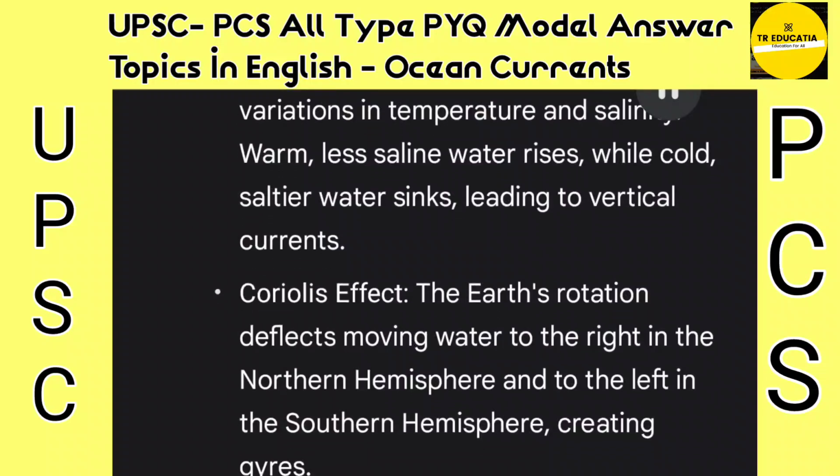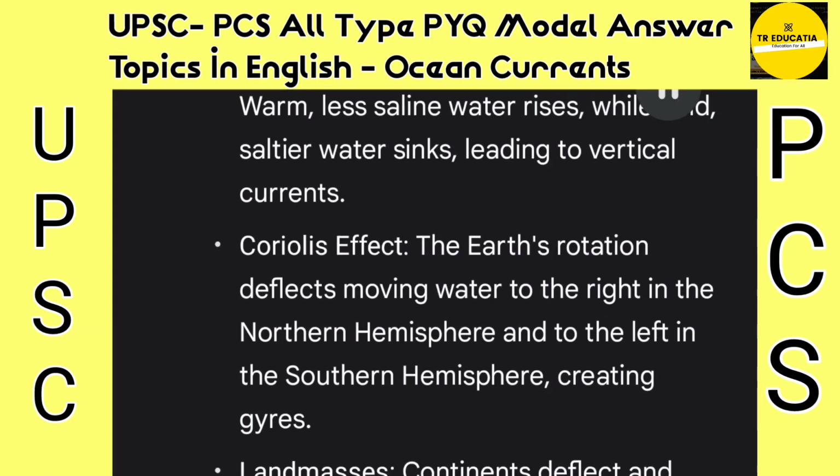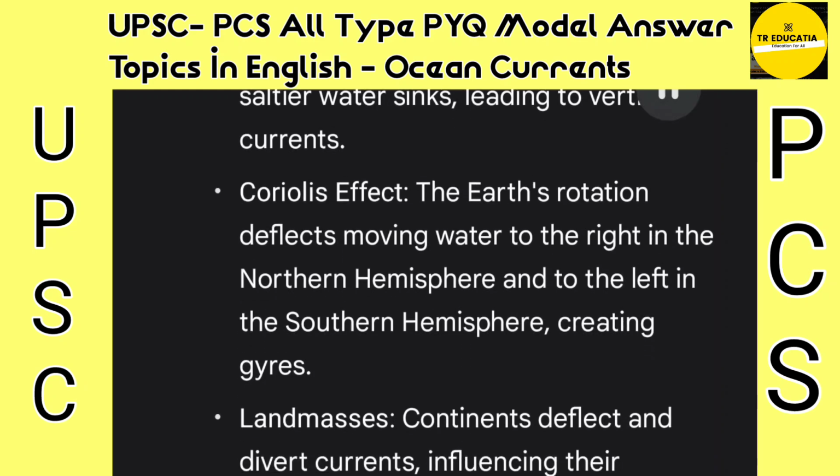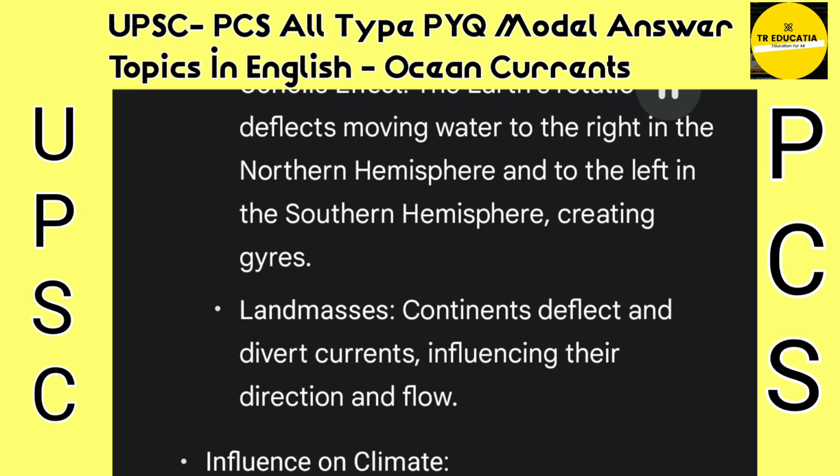Coriolis effect. The Earth's rotation deflects moving water to the right in the northern hemisphere, and to the left in the southern hemisphere, creating gyres. Land masses. Continents deflect and divert currents, influencing their direction and flow.